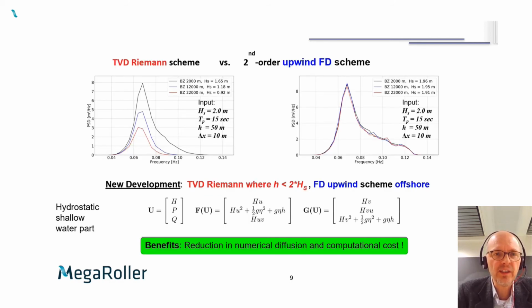And here again, you see on the left a TVD Riemann scheme that is used in the case of wave breaking, and on the right an upwind finite difference scheme that's used in the case of non-breaking waves. On the left you have some dissipation, which is what we call grid dissipation, which essentially simulates the energy dissipation due to the wave breaking.